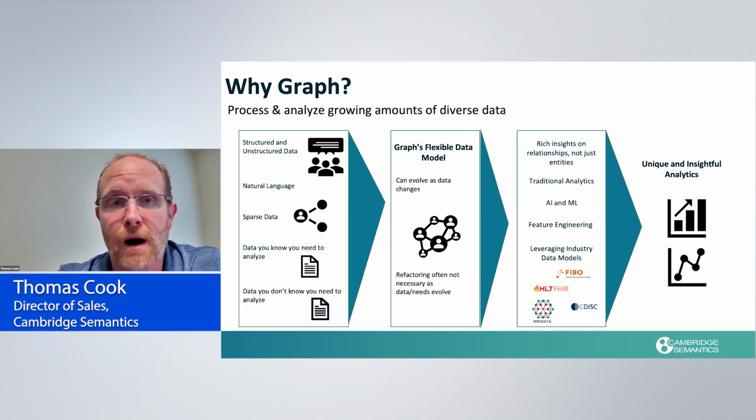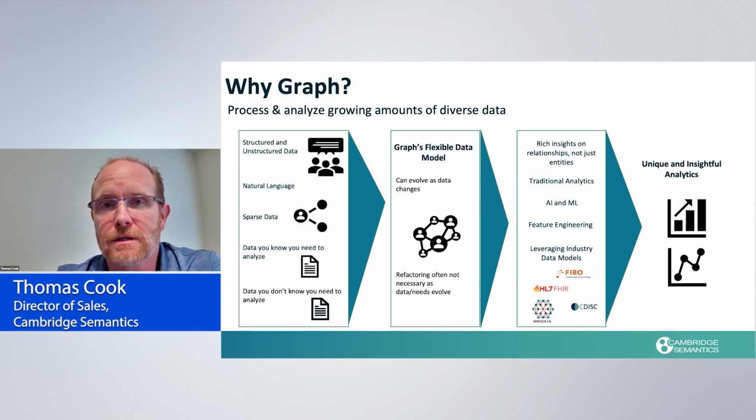The graph data model is also very flexible. It doesn't resist change the same way the SQL data model does. Refactoring is not necessary when there's a change to the application or the data sources. All this drives insights on the relationships, as they're a first-class citizen in a graph database. We also support traditional analytics and also AI and ML. The feature engineering is a key element as well.